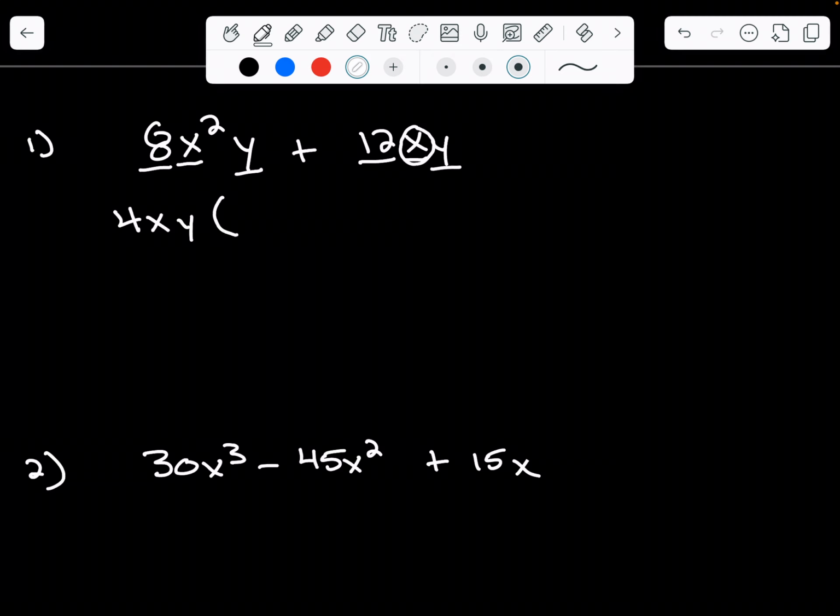So dividing each term by 4xy, we have 2x, because y divided by y is just 1, plus 12xy divided by 4xy is going to be 3. And if you wanted to check this again, you could distribute these out and see if you got it right.